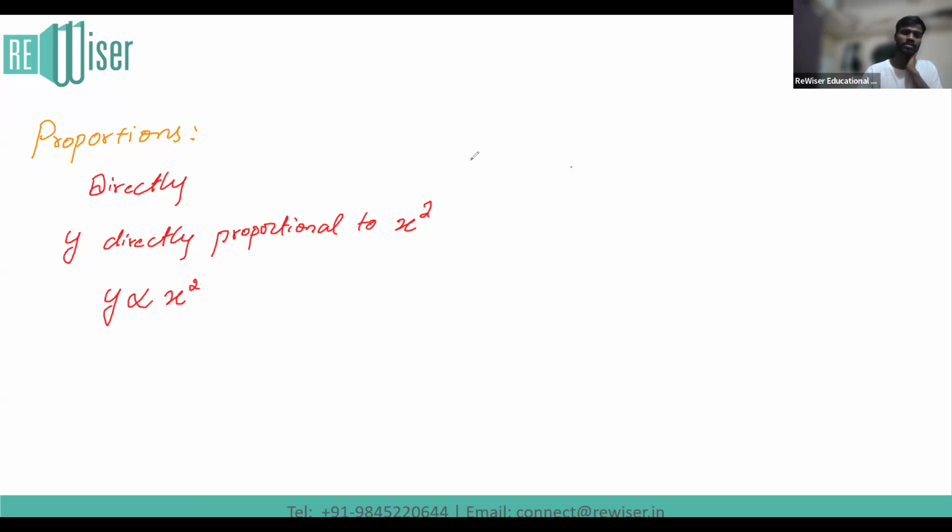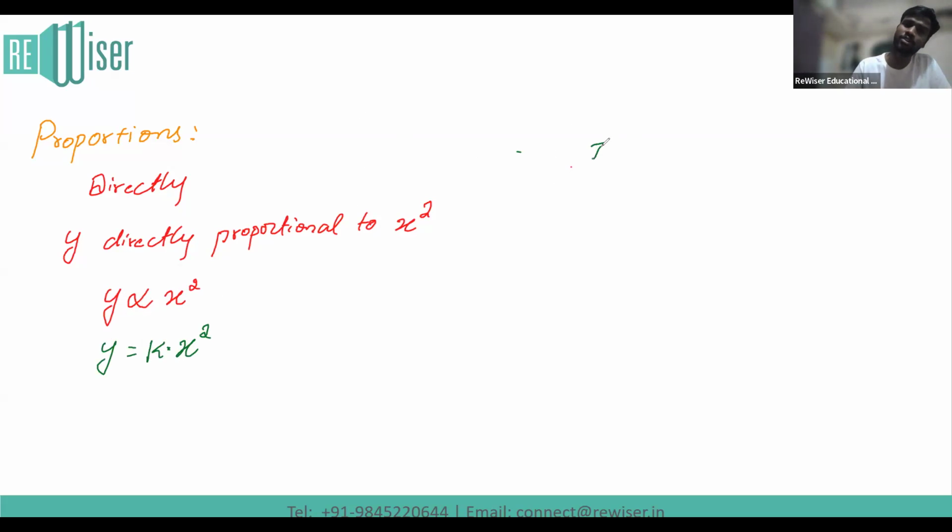And then in order to remove this proportionality symbol, we have to introduce a constant, which is k times x squared. And this is how we solve it. If we have any given points, we can substitute them and get the value of k as well.